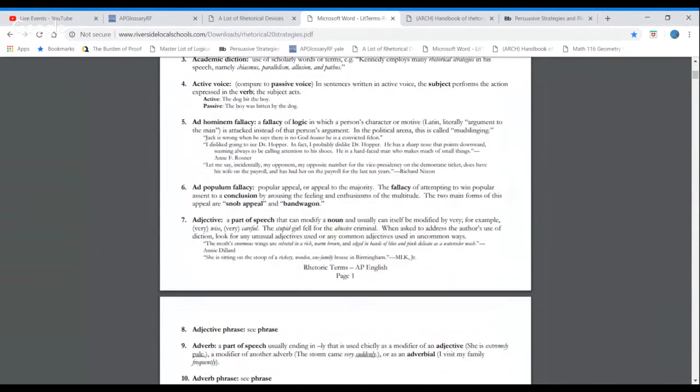Ad hominem fallacy, a fallacy of logic in which an individual's character or motive is attacked instead of that individual's argument. Latin, literally, argument to the man. In the political arena, this is called mudslinging.